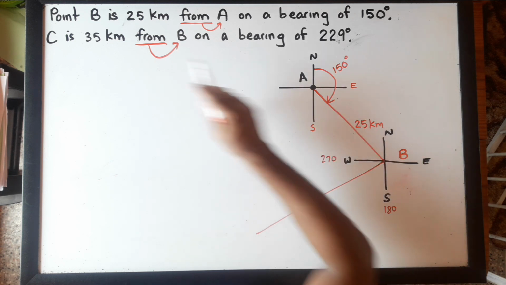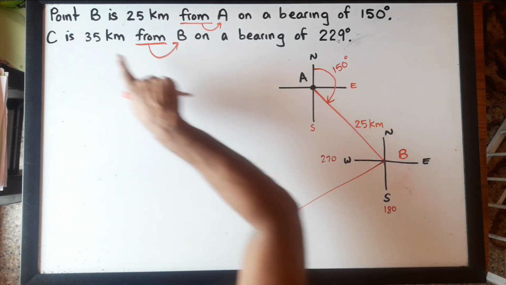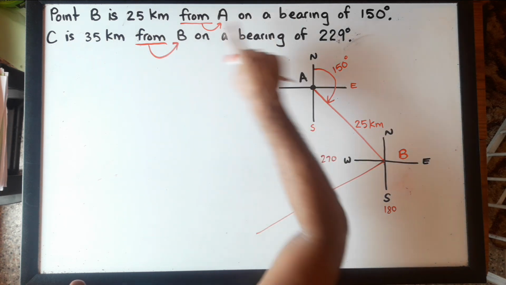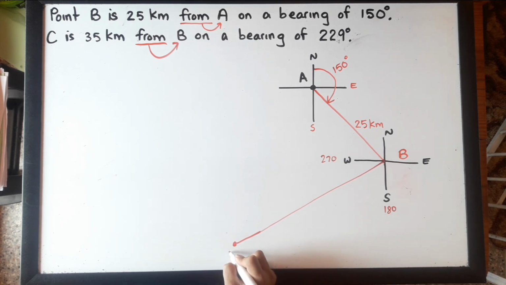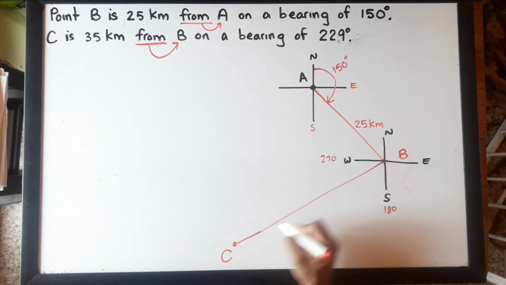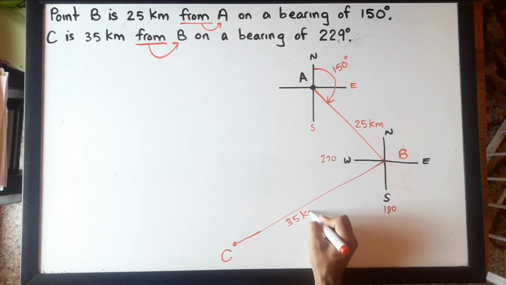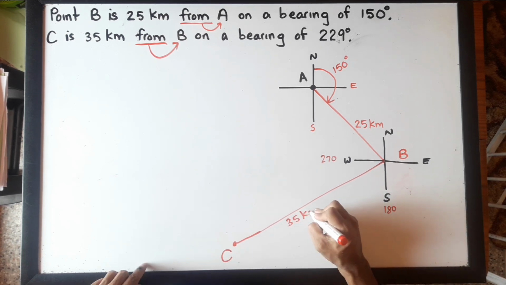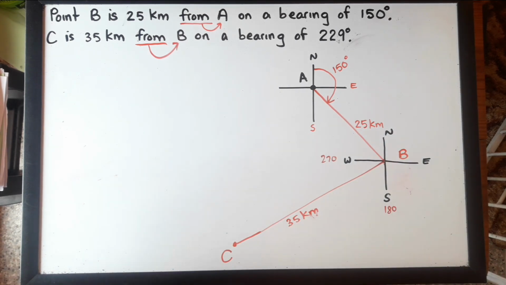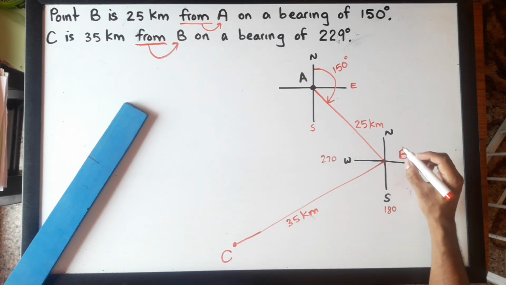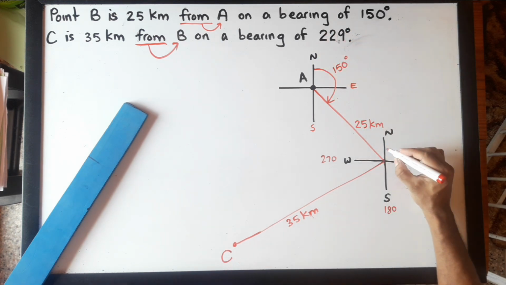Now remember, he's walking 35 kilometers. So I'm going to make my 35 line a little bit longer than the 25 to keep it a little bit realistic. So let's assume here is point C and this line is 35. Notice this 35 is a little bit longer than 25 to keep it realistic. And it will also help you get out the question in the long run. So let's put in the information. We already have the 35, but what angle is 229?